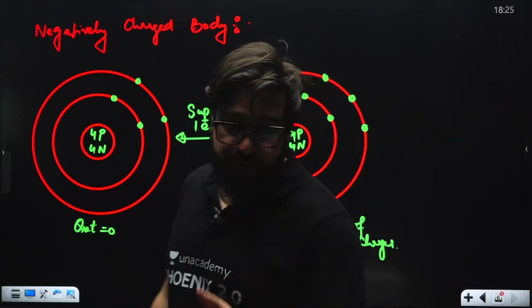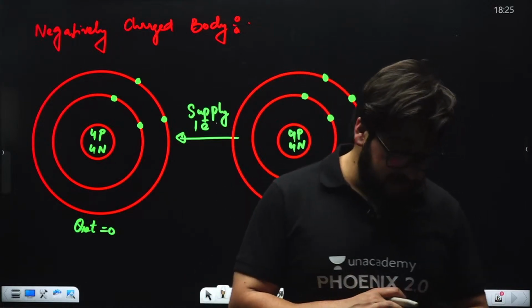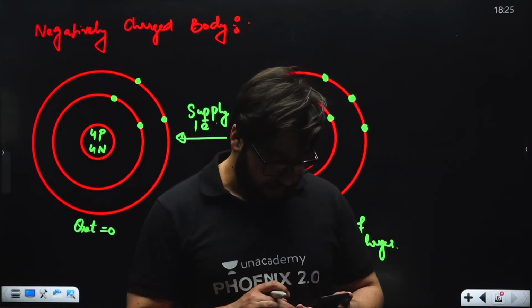So my dear friends, if you want to make anybody negatively charged, you have to send the electron. If you want to make anybody positively charged, you have to take out the electron.